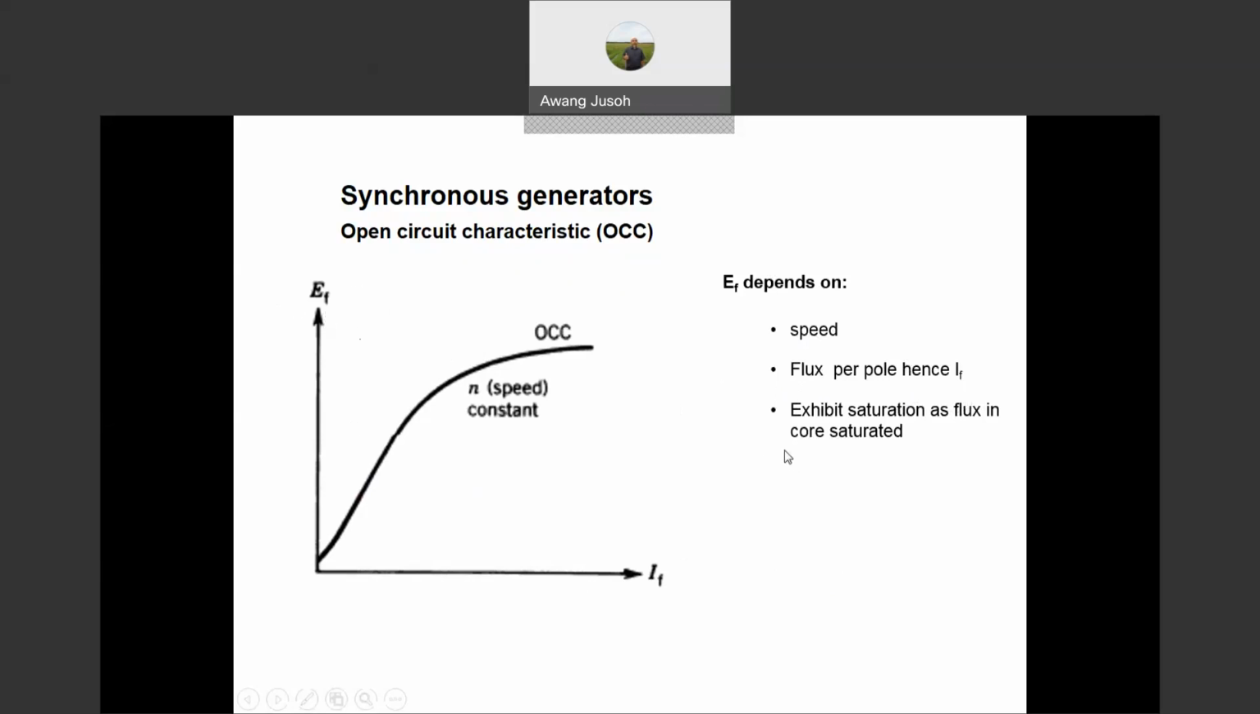And then you can see the characteristic there, it exhibits saturation as the flux in the core saturates, like we did before. Previously, they called it residual flux there. If IF is 0, we already have voltage there due to the residual flux. With IF increasing, EF increases linearly with IF, and after a certain point, you can see that even though we increase IF, the voltage increases, but not like before. It increases gradually and slightly. This is the point where the core becomes saturated already.